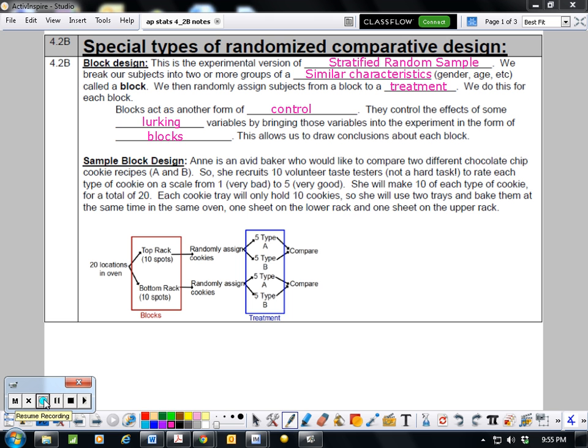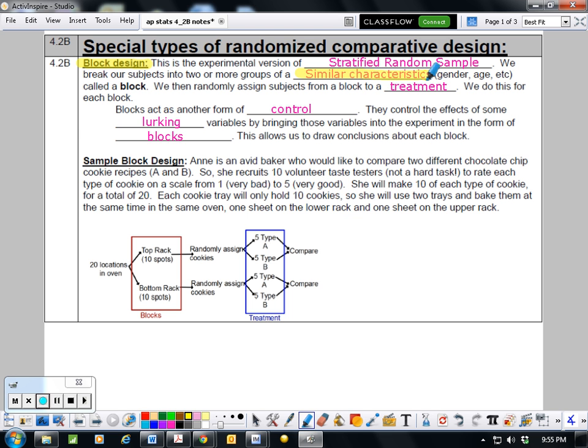Okay, so now we're back to talking about special types of the randomized comparative design. Our first one is called block design, and this is the experimental version of our stratified random sample. We break our subjects into two or more groups with similar characteristics. Like we may break up into groups like male and female, so among gender. We may do age groups like 20s, 30s, and 40s, and we break them up along with similar age groups. So then from there, we apply control and treatment.